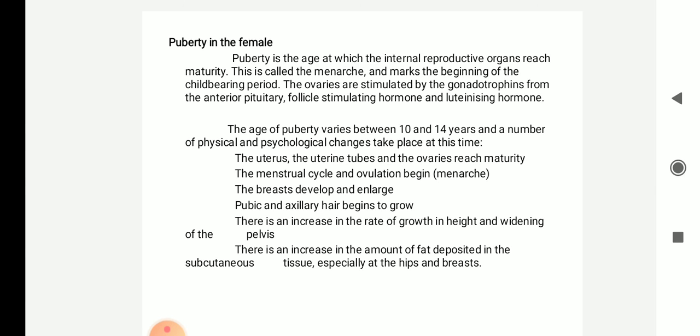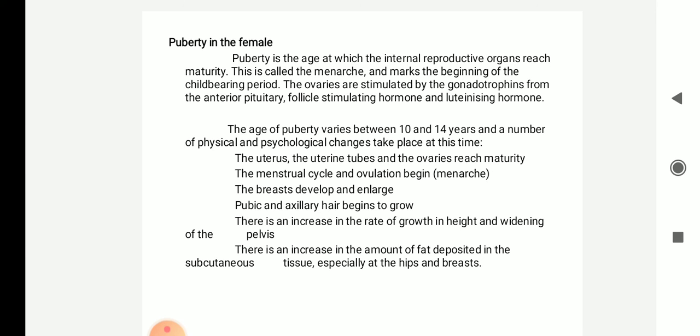The ovaries are stimulated by the gonadotrophins from the anterior pituitary, follicle stimulating hormone and luteinizing hormone. The age of puberty will vary between 10 and 14 years, and a number of physical and psychological changes will take place during this time. First, the uterus, uterine tubes and ovaries will reach a mature stage. The menstrual cycle and ovulation will begin. It is called menarche.